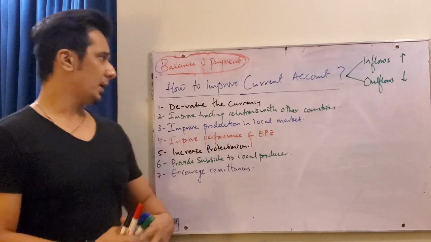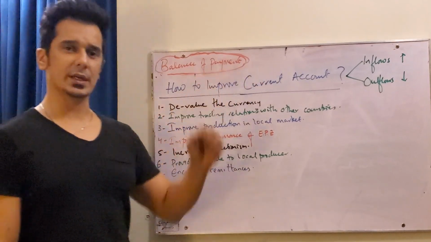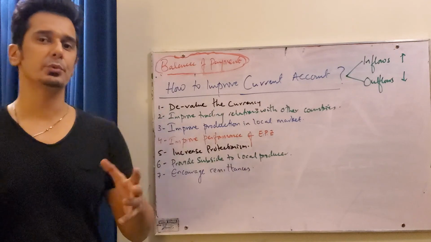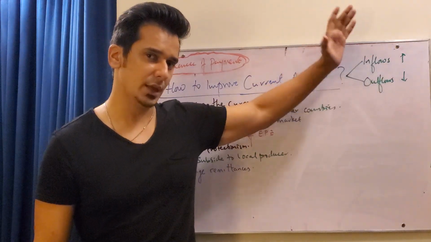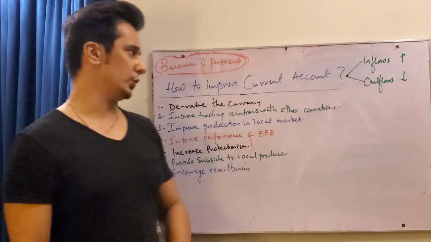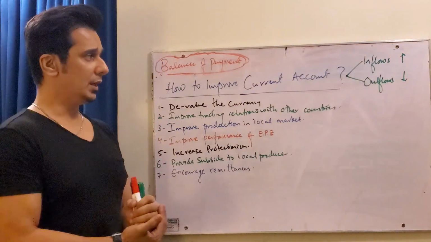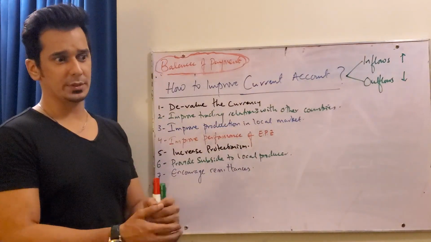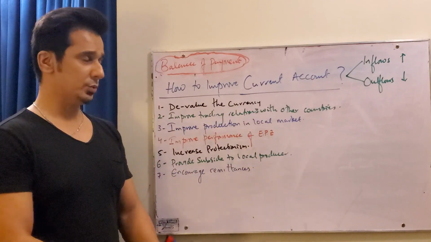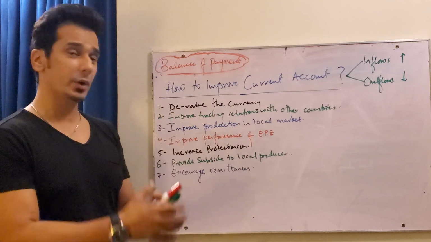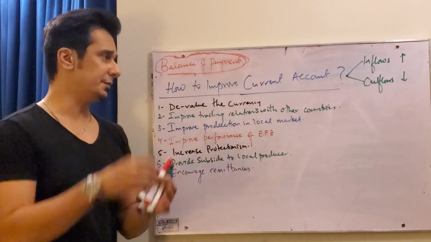Now we'll be discussing how to improve the current account. Generally, what do we mean by improving the current account? It is increasing the inflows and decreasing the outflows. So this would improve the current account. Improve in the sense that it would help in converting it into a surplus, or it would help in bringing it to equilibrium, or it would help in minimizing the deficit in the current account.